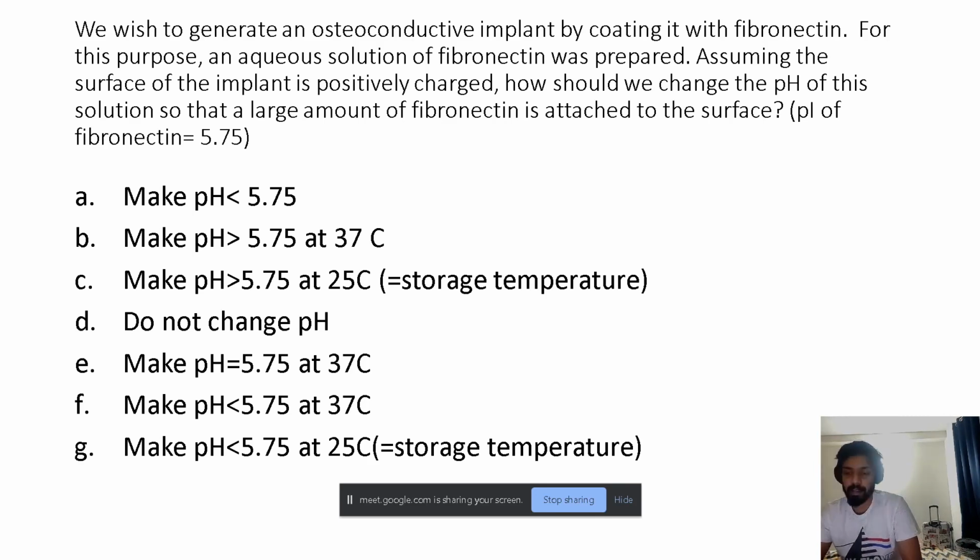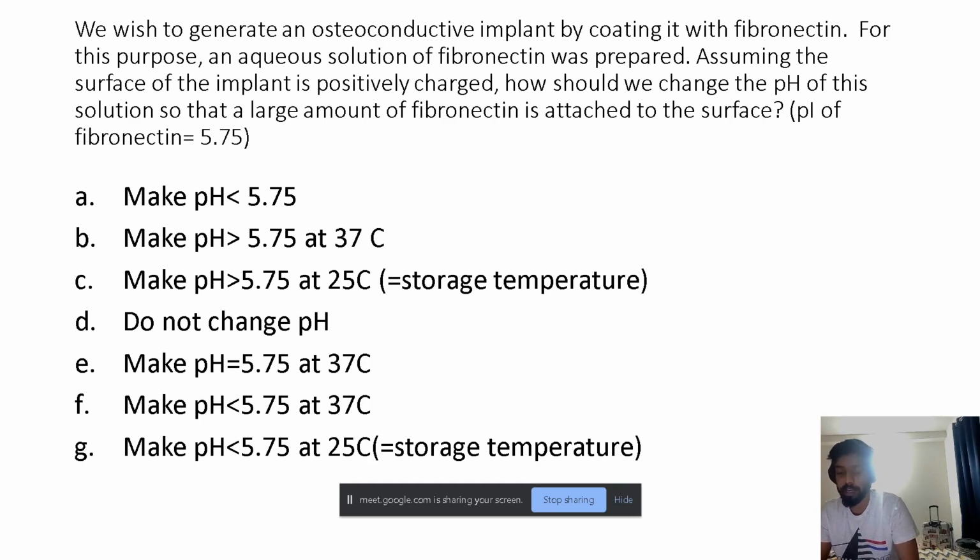Option B. Okay, yeah. So as I was saying, at an isoelectric pH, the protein or the amino acid can exist as a Zwitter ion with both positive and negative charge. So what you would want to do if you want to make the protein more negatively charged is increase the pH beyond this isoelectric pH. If you want it to be more positively charged, you'll reduce the pH. In this case, since the surface is positively charged, you want the fibronectin to be negatively charged, right? So you would want to increase the pH beyond the pI of fibronectin. So you should make the pH greater than 5.75.